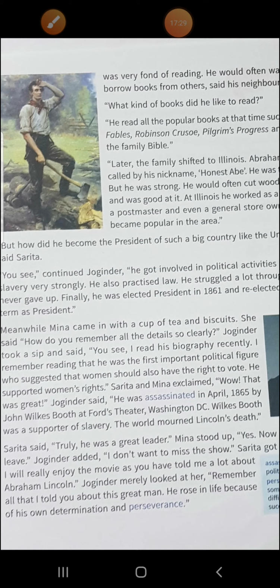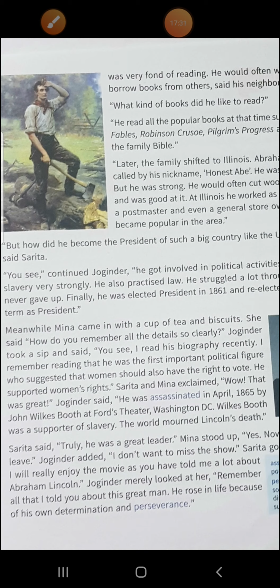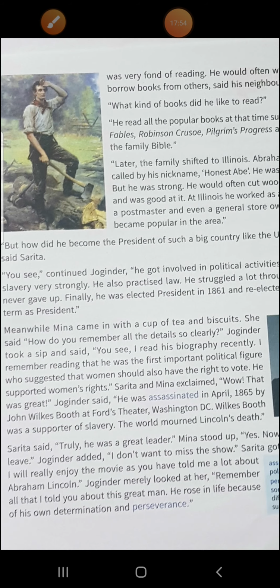And this Wilkes Booth, why did he do that? Because he was a supporter of slavery. And Abraham Lincoln, he opposed slavery. So that is why he killed him. And the whole world mourned Lincoln's death. Mourns means they all get sad. We all cried. We all felt sad when he died. Because he was a very good person.